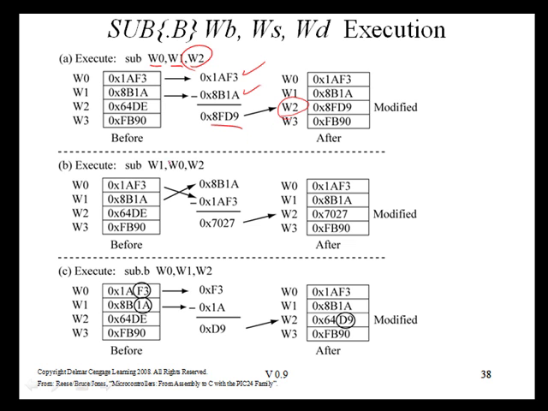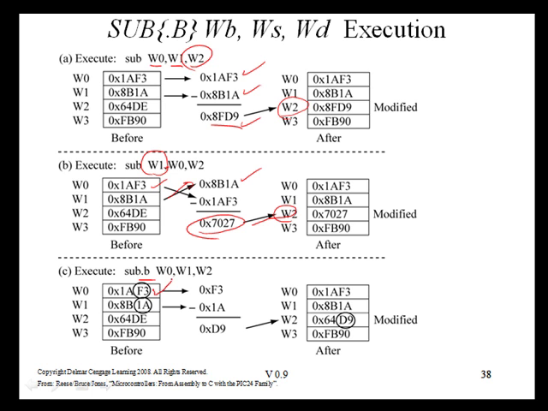Let's reverse the order of these operands. So this time we're going to say W1 minus W0. So W1 is 8B1A. W0 is 1AF3. We do subtraction. We get a different result than the previous example. So now we get 7027. That's written into W2. Here's the byte form of the subtraction instruction.